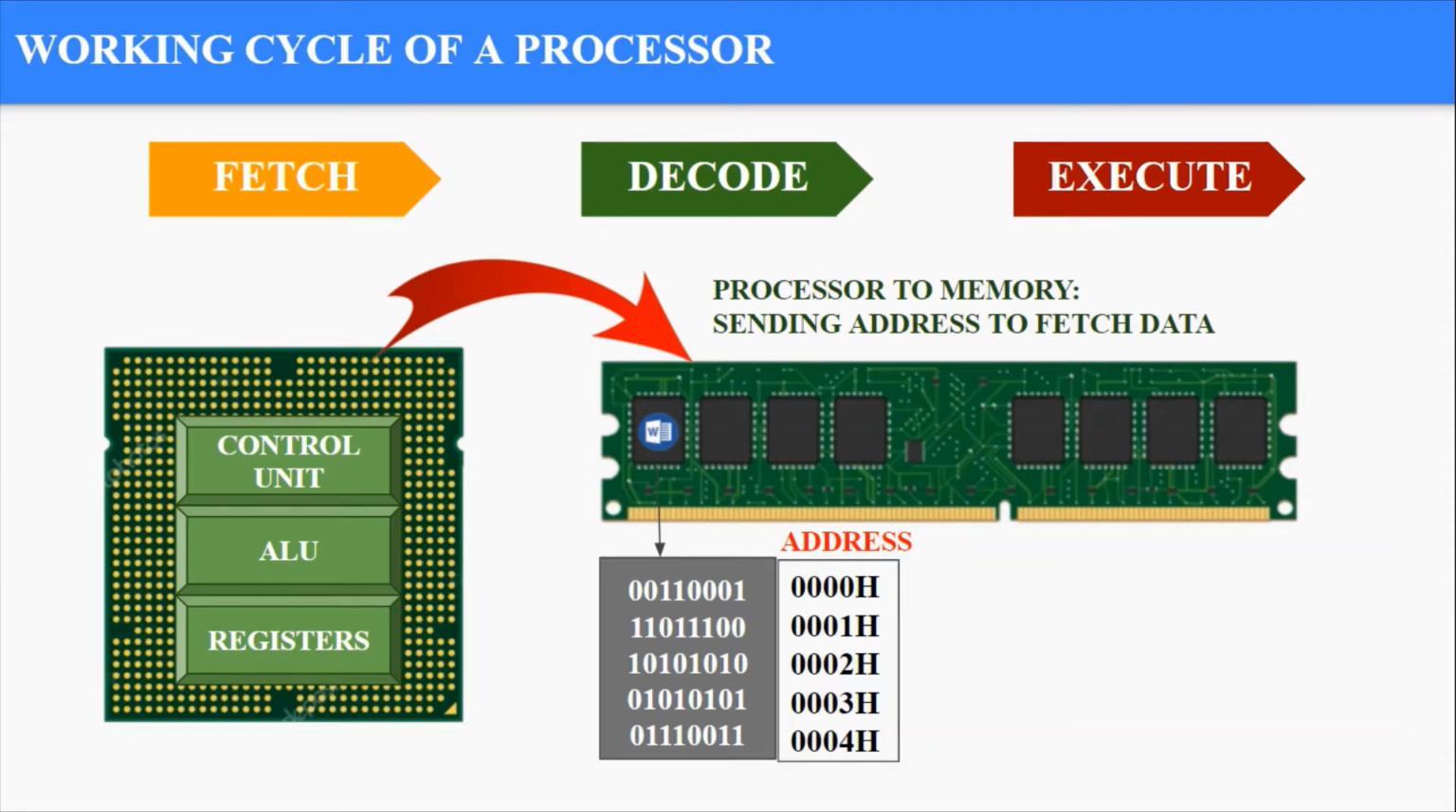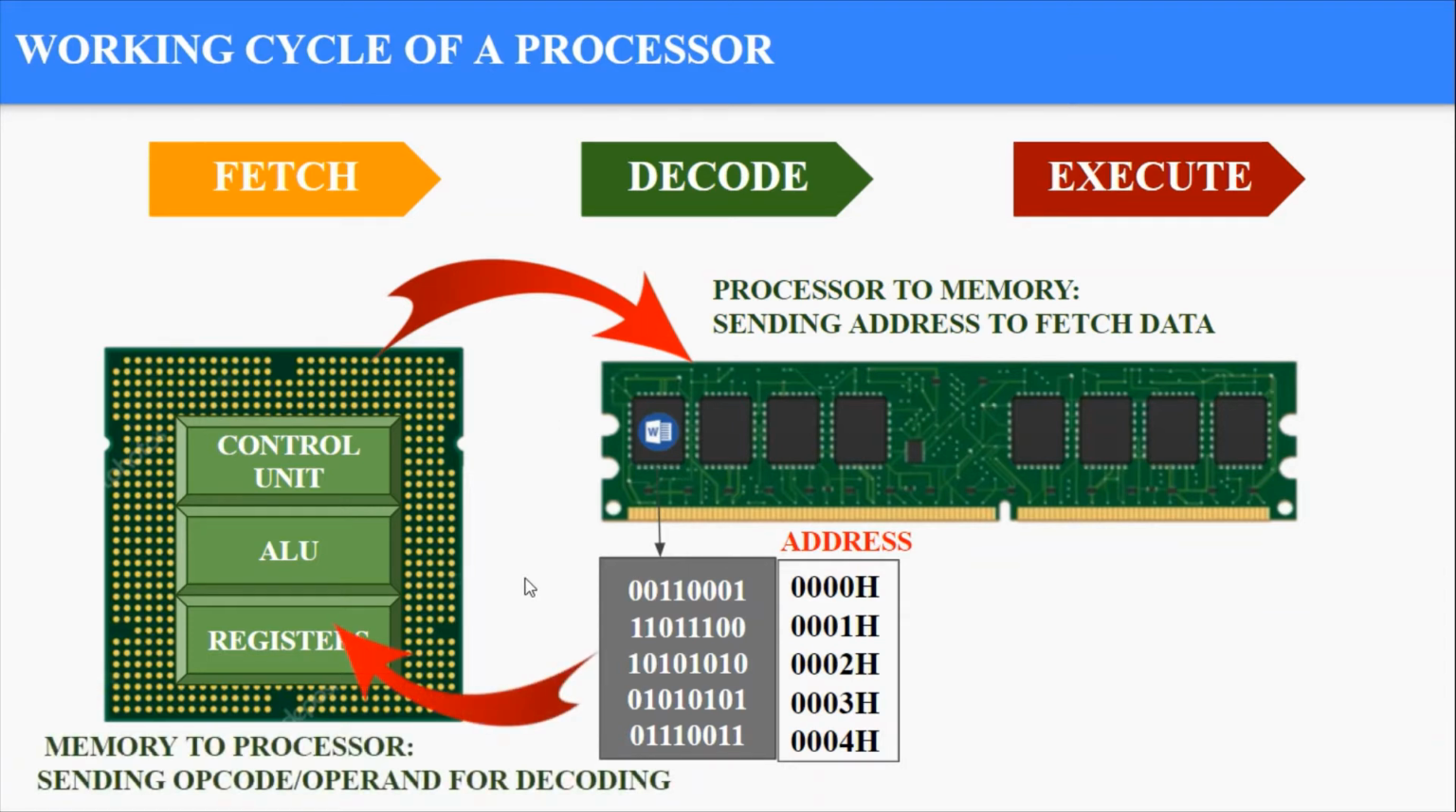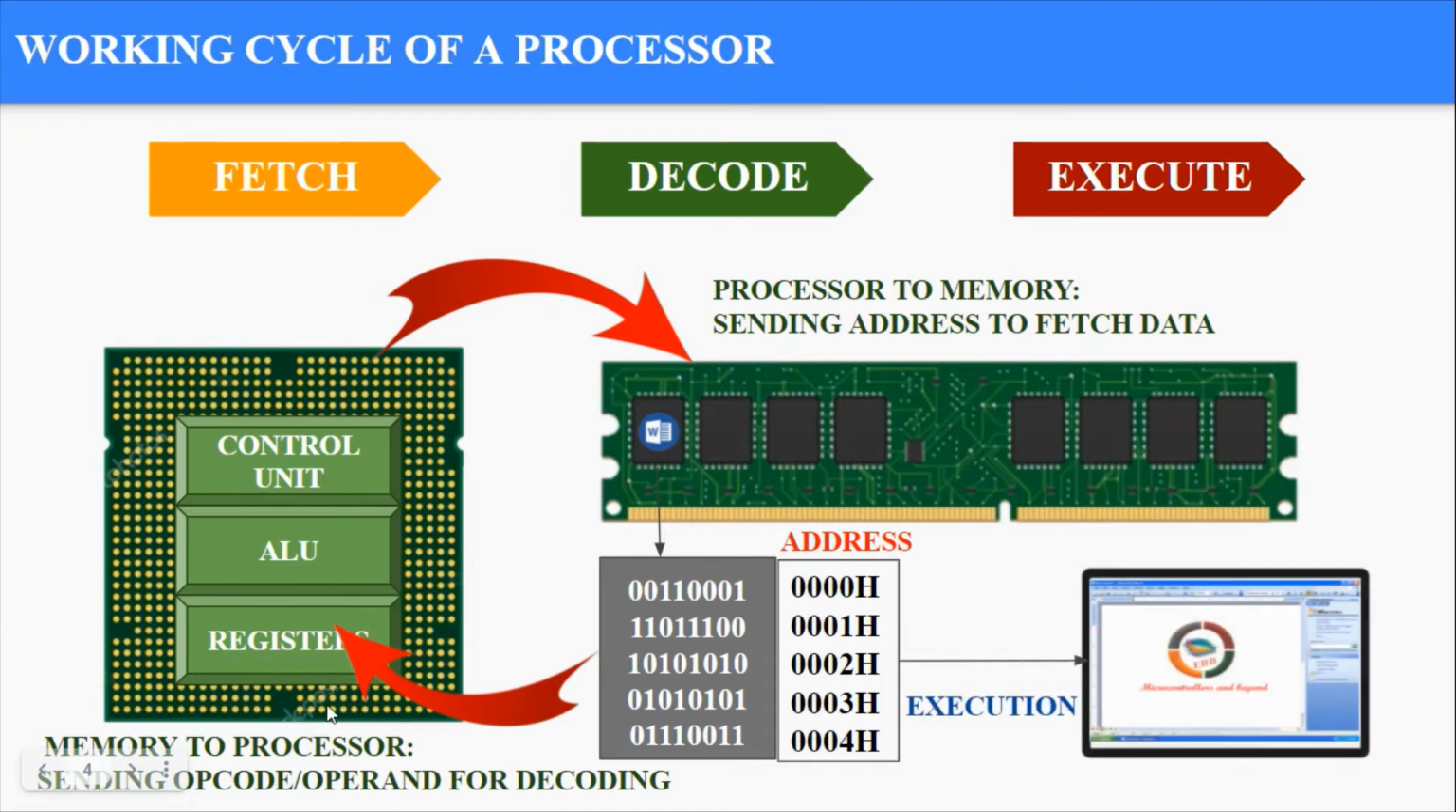So decoding means understanding the fetched data, that is, understanding the opcode or the operand. It is the job of the control unit to decode the instruction in order to find the sequence of operations necessary to execute it. So the entire process is called one instruction cycle.